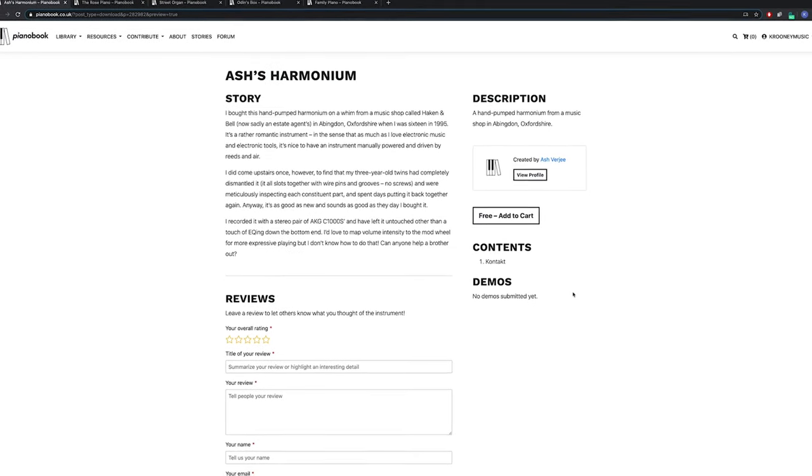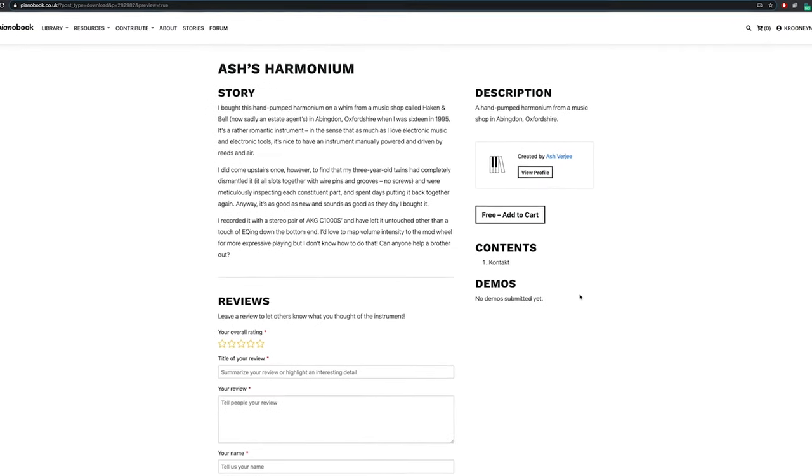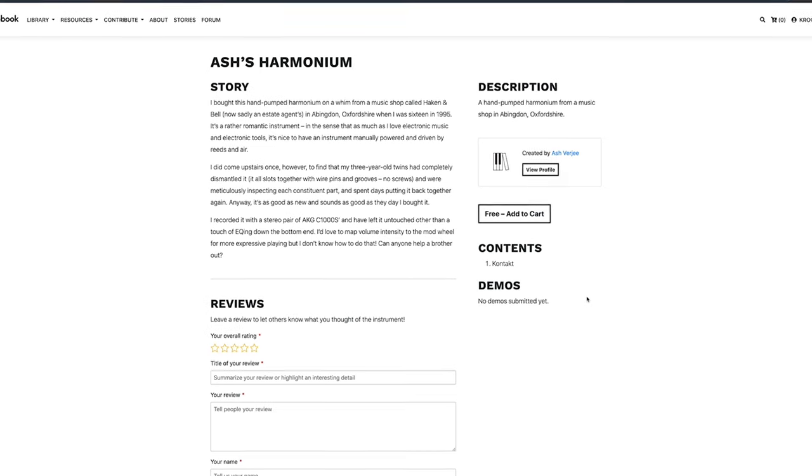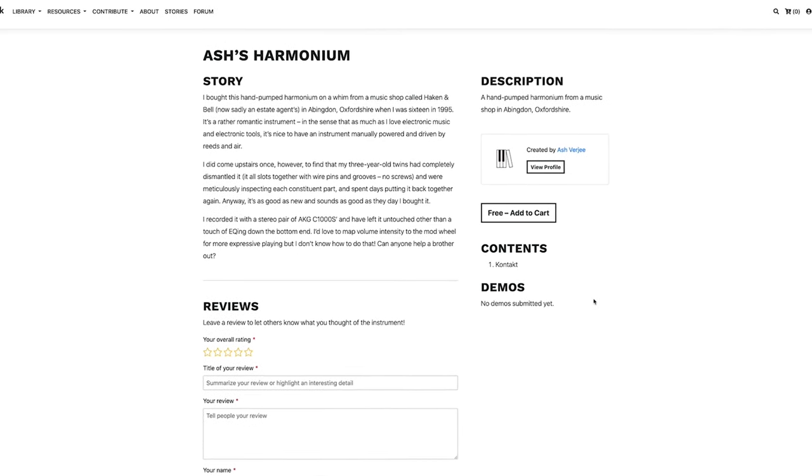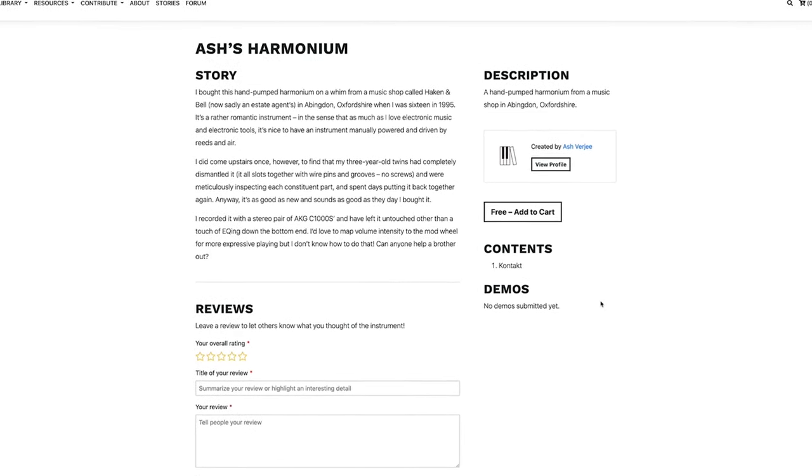Ash's Harmonium, created by Ash Vergie. I bought this hand-pumped harmonium on a whim from a music shop called Hacken and Bell in Abingdon, Oxfordshire, when I was 16 in 1995.